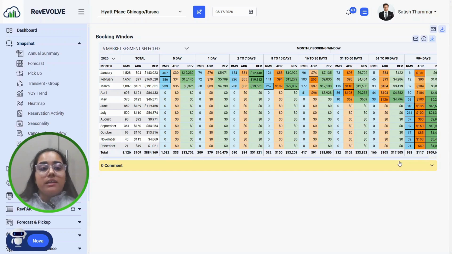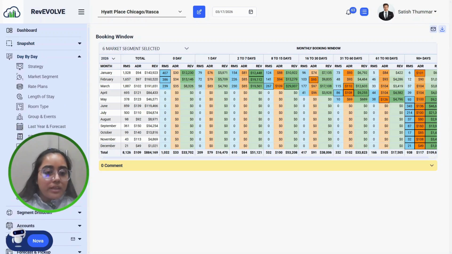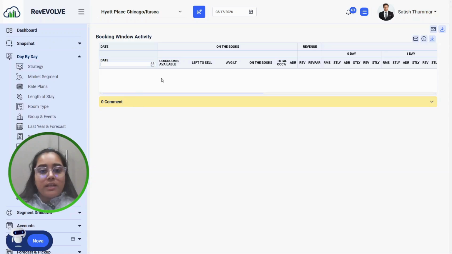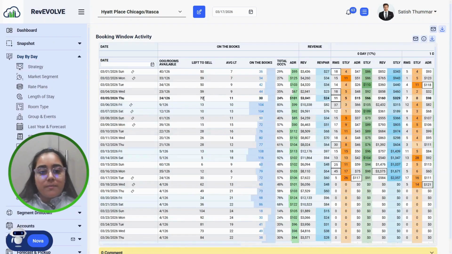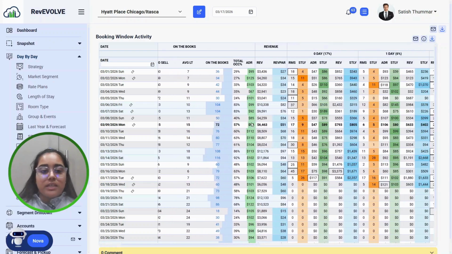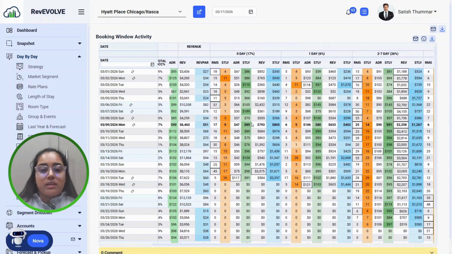As you can see here in the snapshot, this is the monthly booking window widget, and in the day-by-day booking window widget, it gives the day-to-day analysis of booking window. As you can see here, it is the day-to-day booking window widget. So when you combine these two views together, booking window analysis moves beyond simple reporting and becomes actionable revenue intelligence.